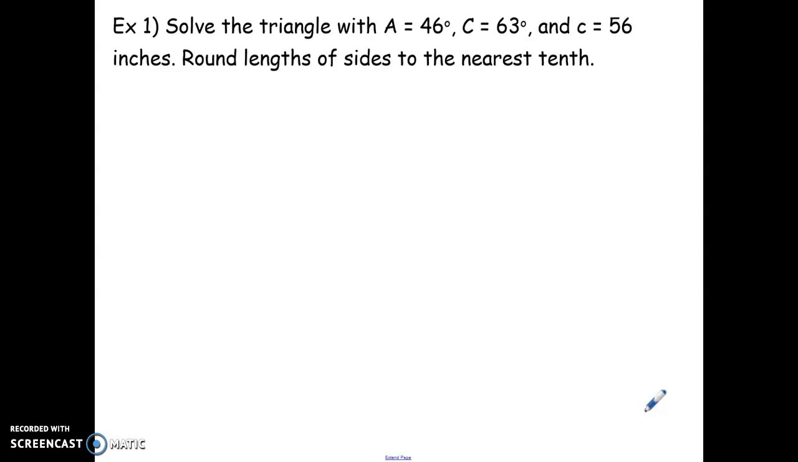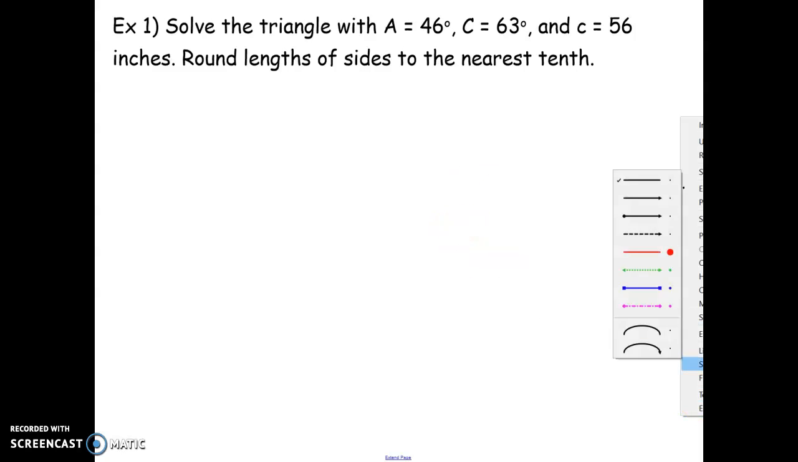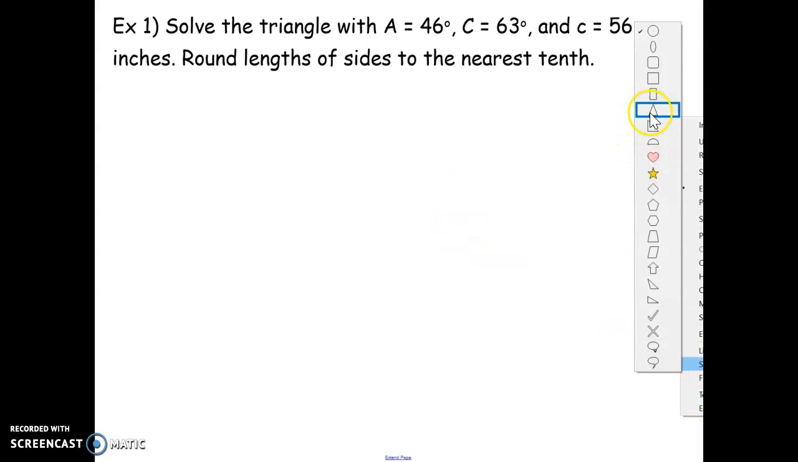We have angle A, angle C, and side c. And it always helps to draw your triangle and label everything to be sure that you are using the correct ratios, or once we're done with the next section, the correct formulas. So let's go ahead and make a triangle. So I'll do that while you do it.